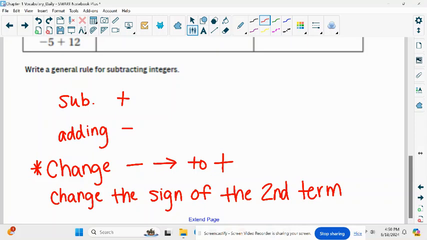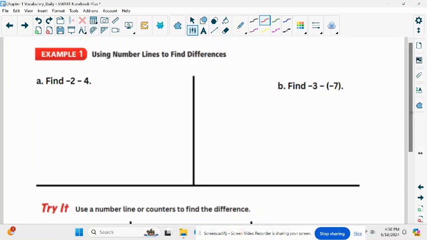And I understand that that kind of, by wording, looks funny, and we may not understand what that means. But we're going to see on the next page some examples of what these rules are. So our rule is we're going to change subtraction to addition, and we're going to change the sign of the second one, and then we can just follow our rules of adding integers. Okay, so if we look here, our directions say to use number lines. We're not going to use number lines right now, we're just going to use the rule. And we can use counters to check if we want to.